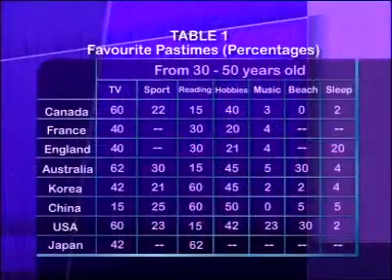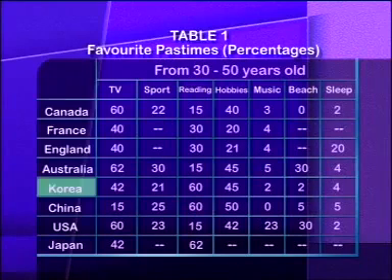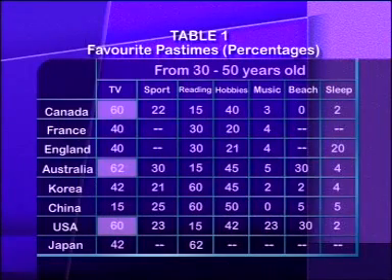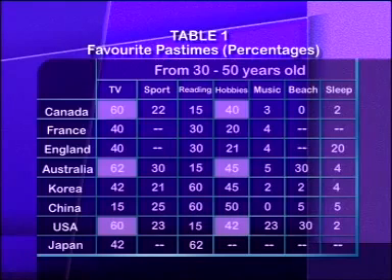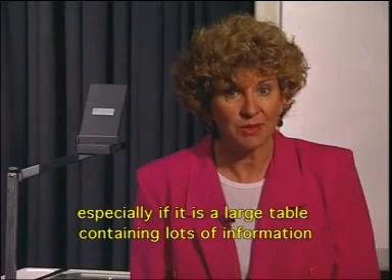For example, in this table, the USA, Canada and Australia can be grouped together. Also, Korea and China could be combined. Then we could say, as we can see from the table, the percentage of people watching TV in the USA, Australia and Canada is approximately 60%. In these 3 countries, hobbies are also popular. Interestingly, the percentage of people who like reading is quite low at approximately 15%. Tip 3. Not every part of a table needs to be mentioned, especially if it's a large table containing lots of information. Just bring out points of interest.